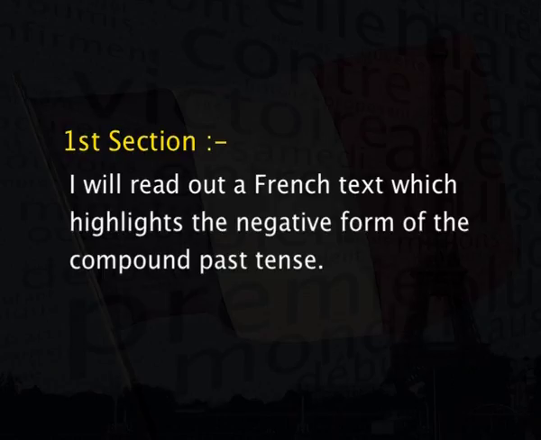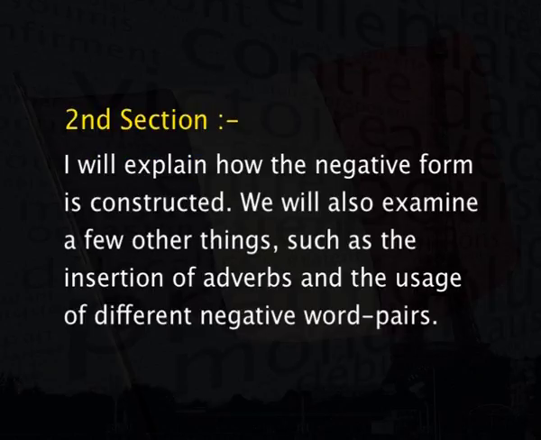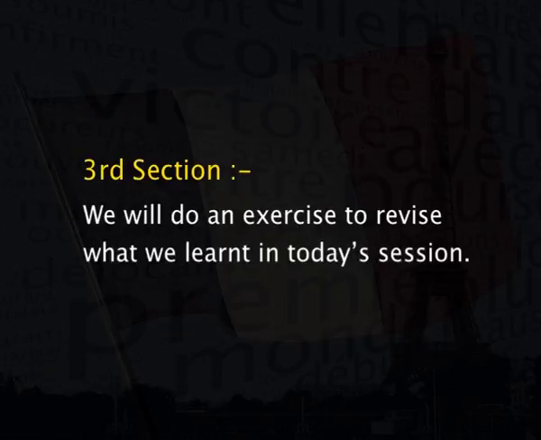This lesson has been divided into 3 sections. In the first section, I will read out a French text which highlights the negative form of the compound past tense. Then in the next section, I will explain how the negative form is constructed. We will also examine a few other things such as the insertion of adverbs and the usage of different negative word pairs. And finally, in the third section, we will do an exercise to revise what we learned in today's session.